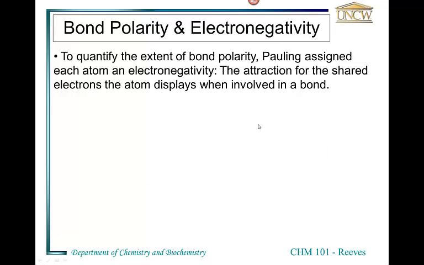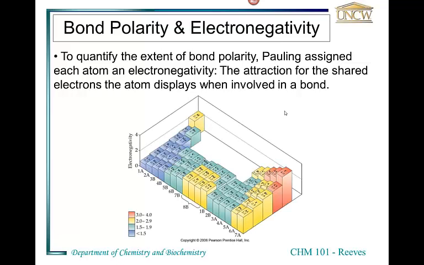In order to quantify this bond polarity, Linus Pauling assigned a value called the electronegativity to each of the elements in the periodic table, and he defined it as the attraction for shared electrons that any atom has when it's involved in a bond. This picture, which is similar to the one found in your book, shows a three-dimensional map of the electronegativity of all the main group elements in the periodic table, as well as the transition metals.